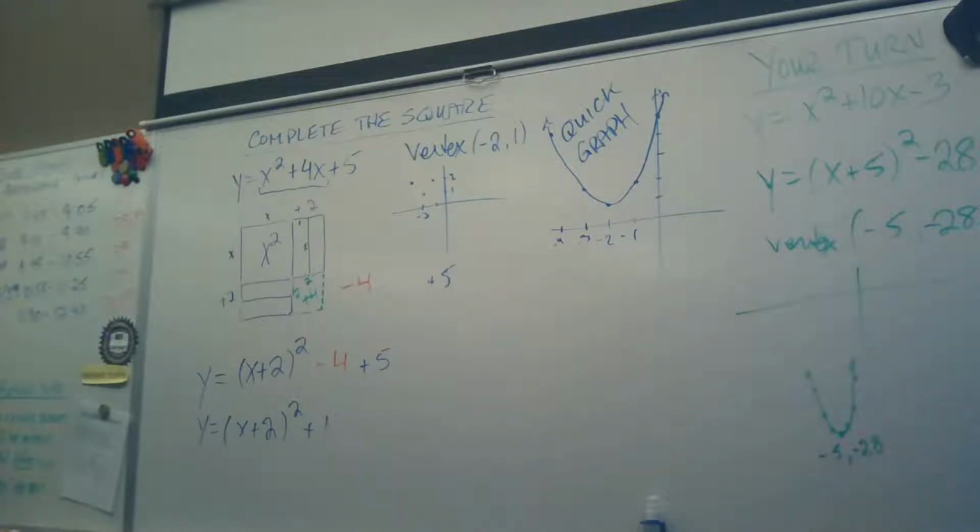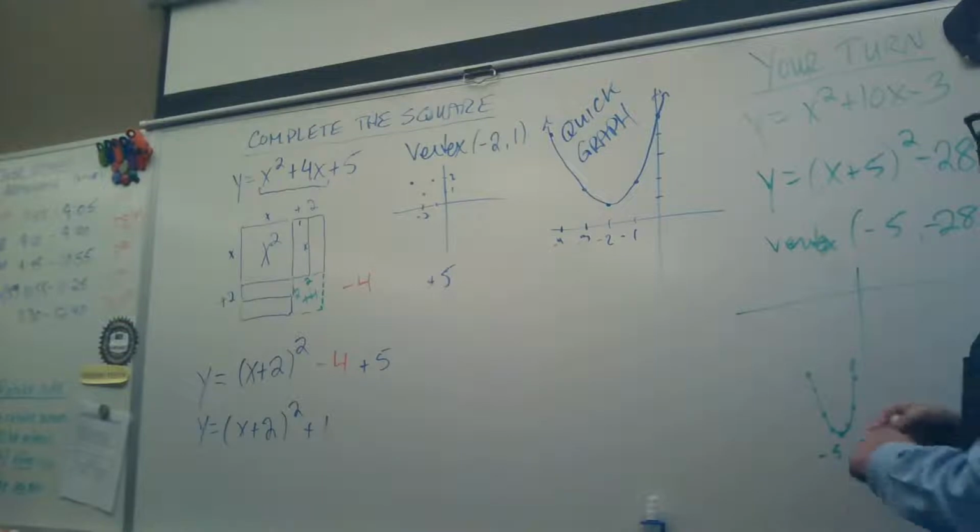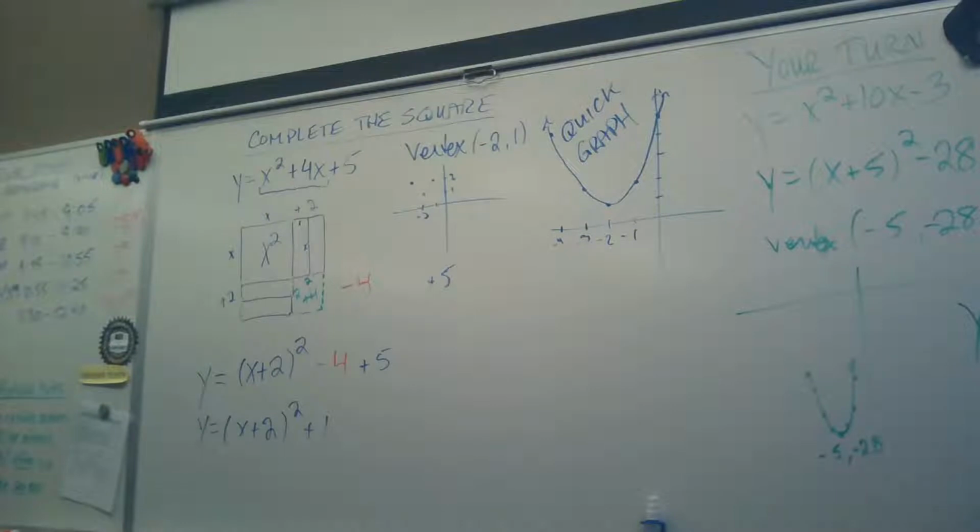Any questions about any of the steps that got us to (x + 5)² − 28, or got us a vertex of (−5, −28)? Why is it negative 28 again? Because remember that the standard formula of our equation is (x − h)² + k. And to have a minus 28 in the equation, I have to be adding a negative 28. How did you get negative 28?